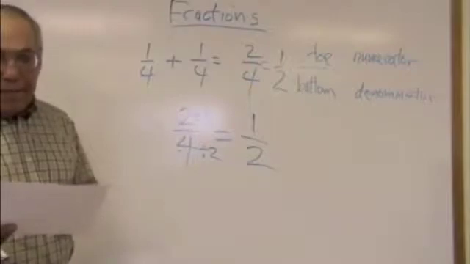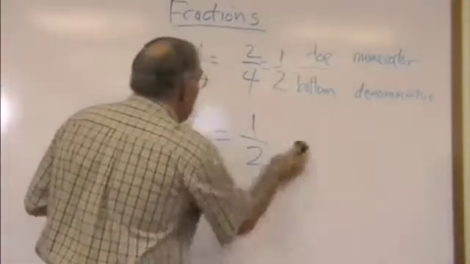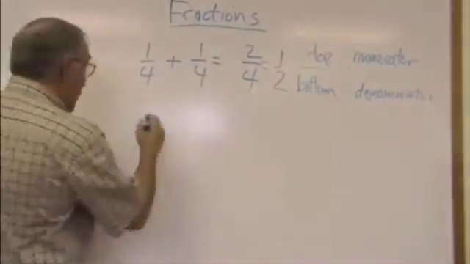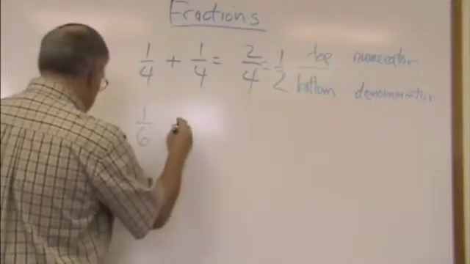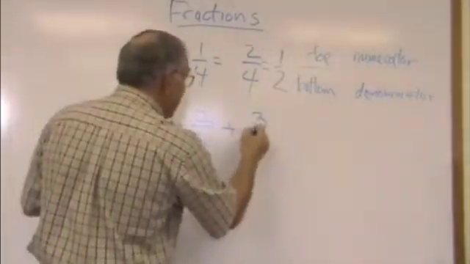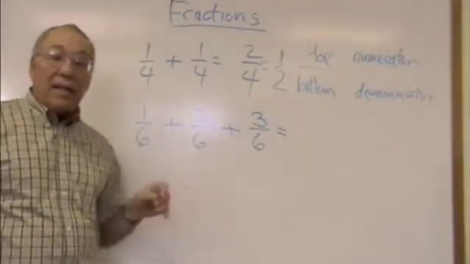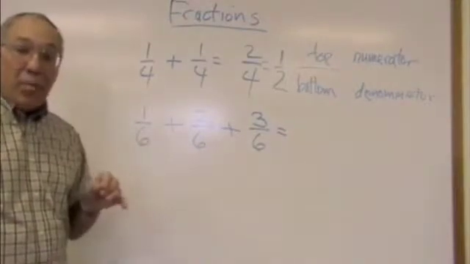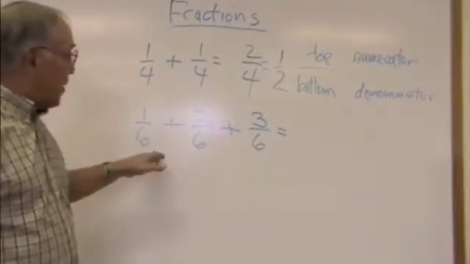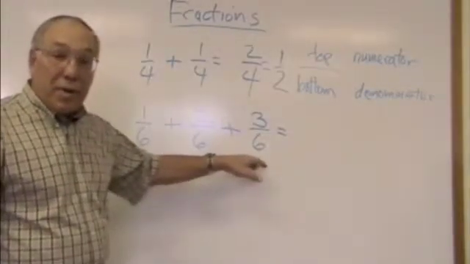What if we have 3 fractions to add? Let's see if we have, for example, 1/6 plus 2/6 plus 3/6. If this were pizza, I have the pizza cut into 6 equal parts, so I'm just accumulating those parts. Here's 1/6, that's one piece. There's 2/6, that's 2 pieces. There's 3 out of 6, that's 3 pieces.